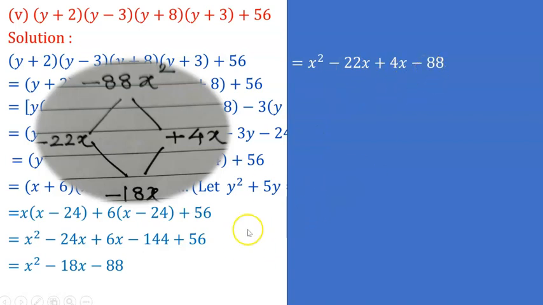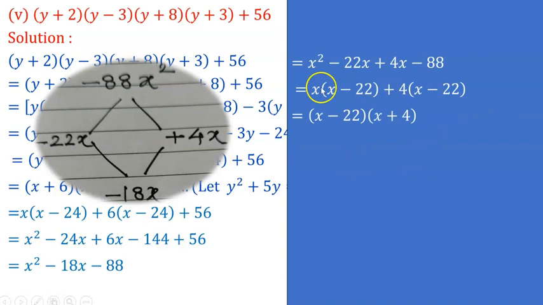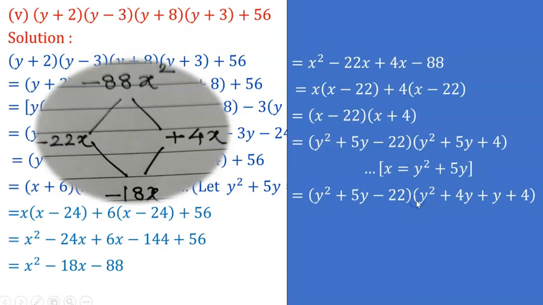Okay, and next, take x as common. Then in the bracket you will get x - 22. From these two, take 4 as common. Then in the bracket you will get x - 22. Again take x - 22 as common. Then in the next bracket you will get x + 4. Replace x by y² + 5y.